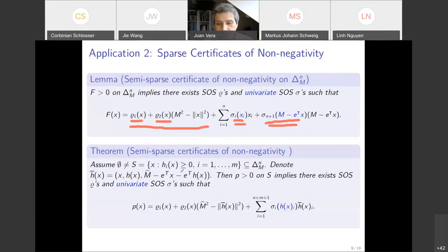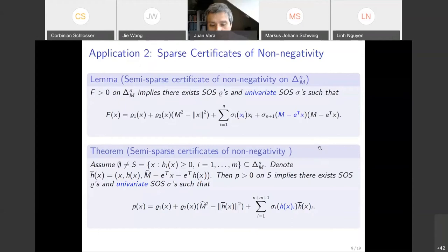So we are going to have univariate SOS multiplying each one of the constraints. Here the constraints are the original constraints, and then I will have lower bounds, x greater or equal than zero, and the upper bound, n hat, greater or equal than the summation of this. These constraints are all multiplied by just univariate SOS, and then I have these two full SOS. So it's the same type of certificate that we got up here for the simplex, now for any semi-algebraic set. Okay, so that's an application. We get this semi-sparse certificate.